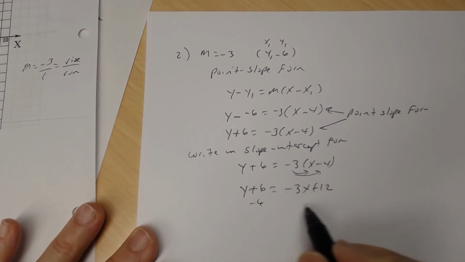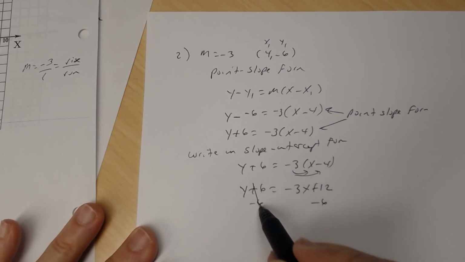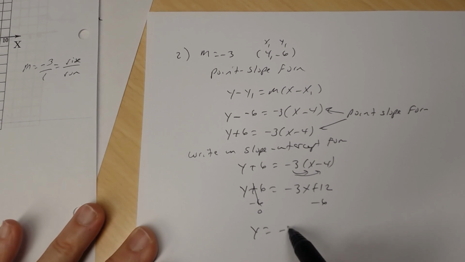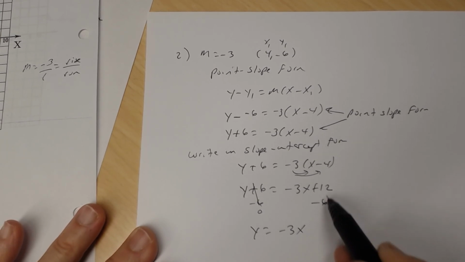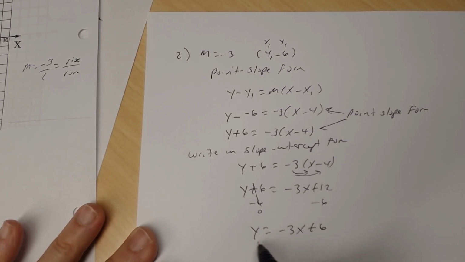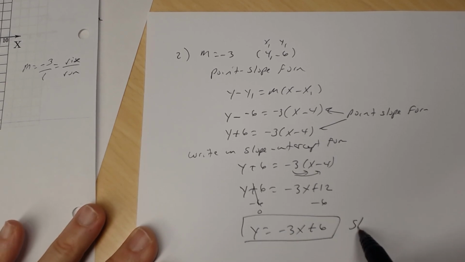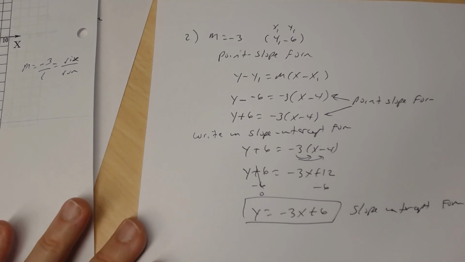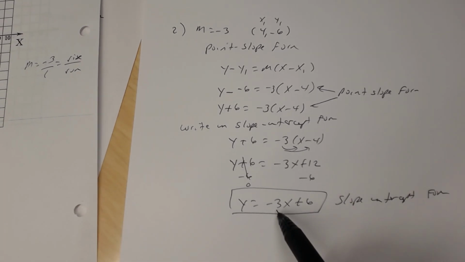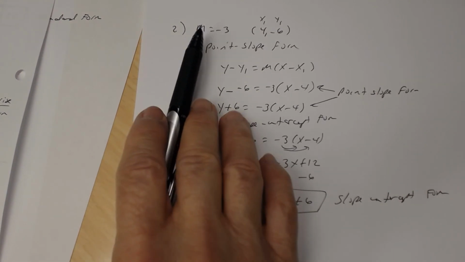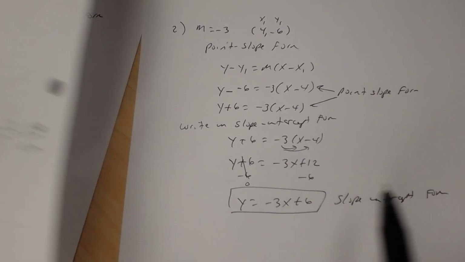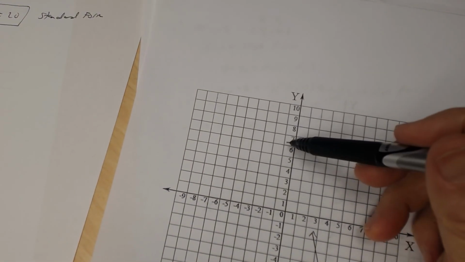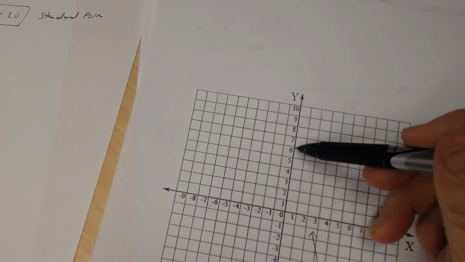And then I'm going to subtract 6 from both sides, and then combine like terms. So I get y equals -3x, and then positive 12 and a -6 is a positive 6. So that's your slope-intercept form. Okay? Slope-intercept form. Now remember, the slope is -3, that's what it should be. And remember, the 6 here is your y-intercept. So if I were to extend this, it's supposed to cross the y-axis at 6.